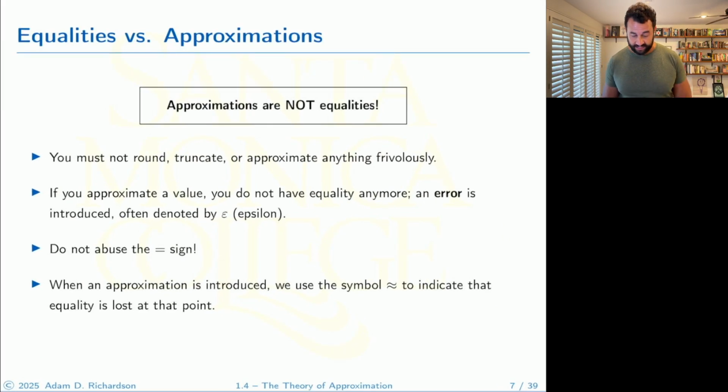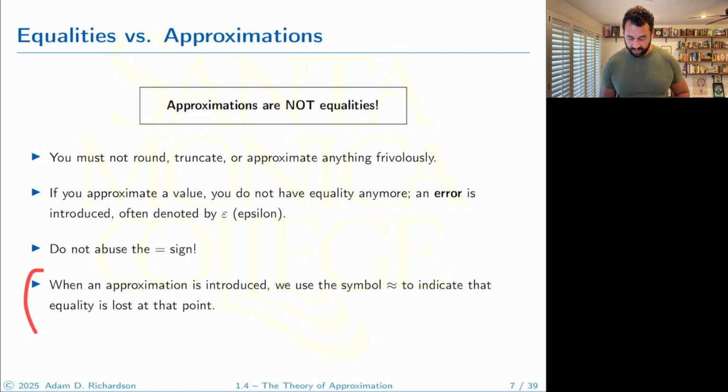The other thing I want to say, kind of picking up on what I said in the last section, is don't abuse the equal sign. If you've made an approximation, equality is lost. You do not have equality anymore. So do not abuse the equal sign. The equal sign is very powerful. Equal sign means this is the same value as this. If these two things are not the same value, do not put an equal sign between them. All right. We'll talk more about that in class.